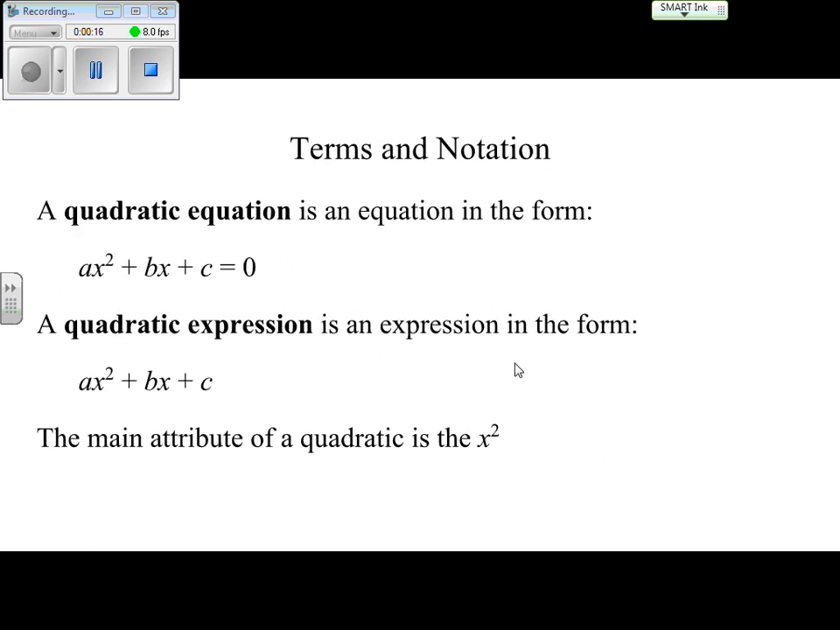So a reminder, a quadratic equation has an x squared in it. It's the most important part of a quadratic because that is what defines it. If it's an equation, it should have an equal sign. If it's an expression, it will have no equal sign.